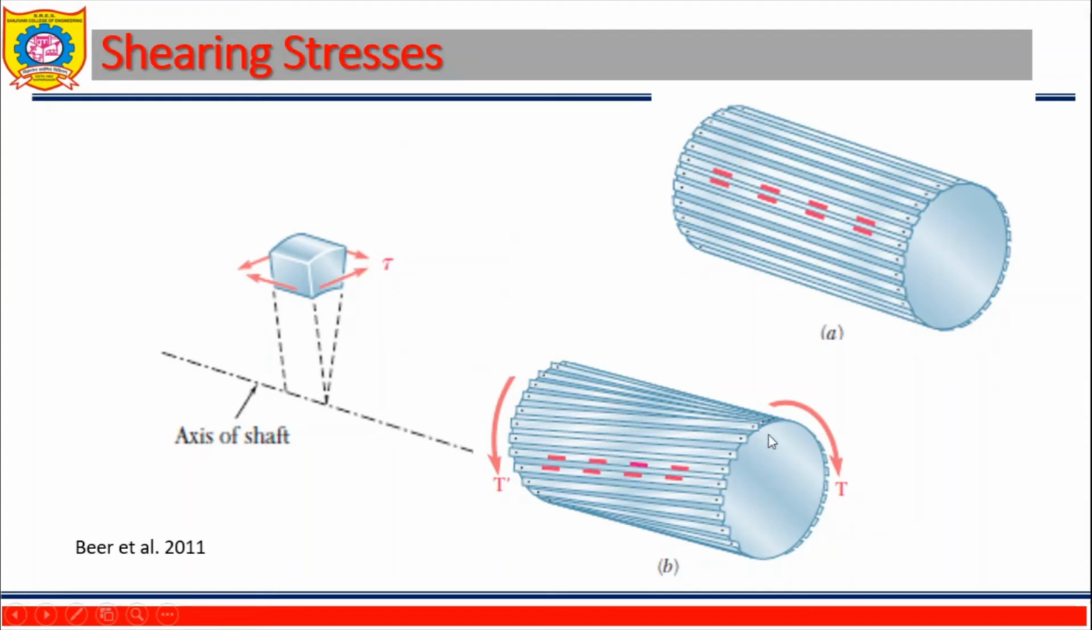So when we try to rotate the shaft, the top layers will be in torsional shear. This is the diagram before applying the torque. When you apply the torque, due to the torsion, there is a displacement in the lines.